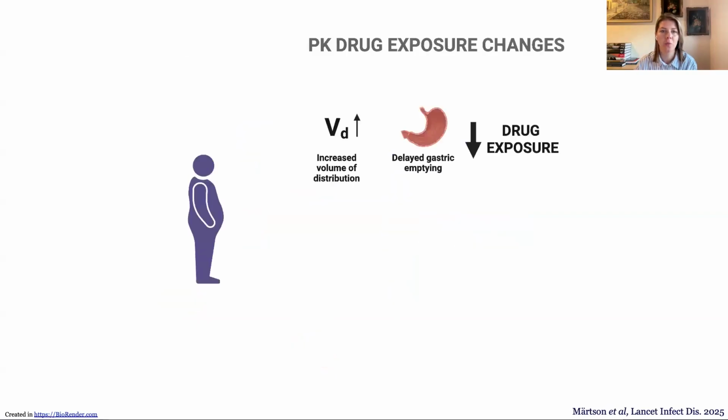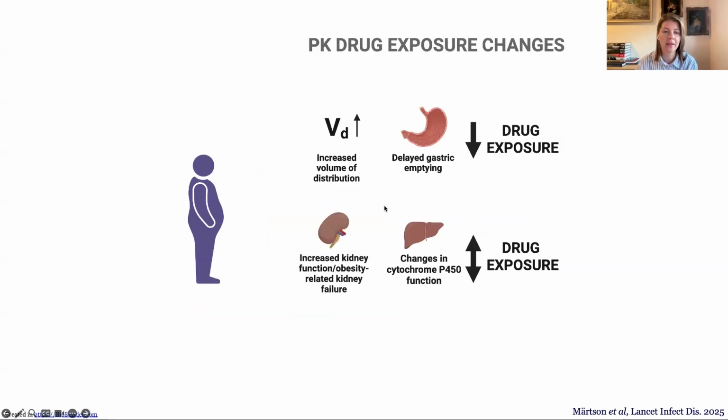So what we do see and what is known is that for patients with obesity, there is an increased volume of distribution. So the distribution of drugs will change. There is delayed gastric emptying. So that means that we expect the drug exposure to go down for certain drugs that are affected by the difference of volume of distribution. And I will come back to that briefly. Obviously, there are also changes in kidney function, and that can be in both directions. So there could be an increased kidney function or an obesity-related kidney failure. That means that the exposure of the drug can change either higher or lower.